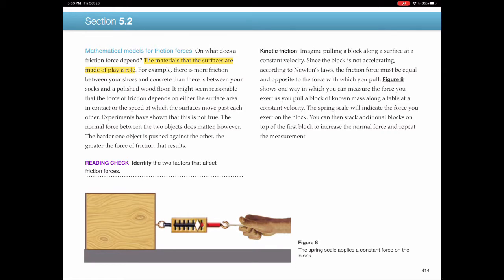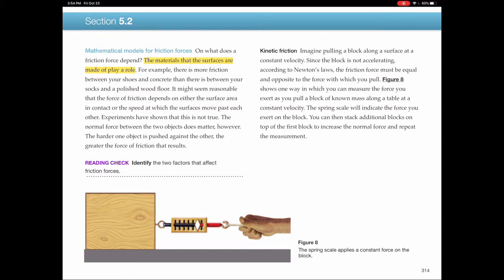So it appears that the first thing is the type of object, the type of materials. What are they that determine the friction force? The other thing is the amount of force that's between the two materials. In this case, it's not exactly the force of gravity. What it is, it's the normal force.